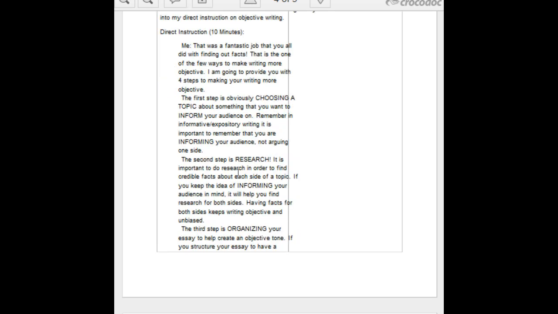Let's talk about the steps then. So you say, the first step is obviously choosing a topic about something that you want to inform your audience on. Remember, in informative expository writing, it's important to remember that you are informing your audience, not arguing one side. But you don't necessarily define inform. You do say inform is different than argue, but you don't really talk about how or why.